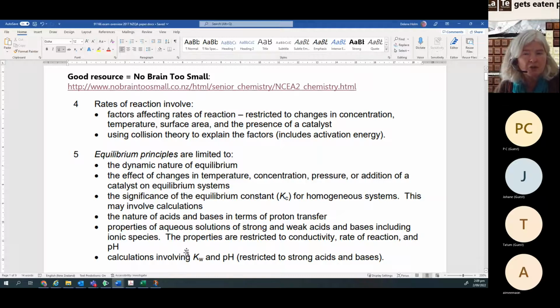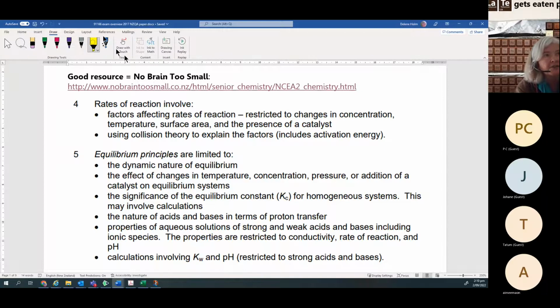So the equilibria tends to be like 1.5 of the questions. Just be very careful, and that's why I've got this up. Notice how we've got the same sort of thing coming up. If I just go over here, you've got concentration and rates and temperature and surface area and catalyst. Okay, you've got the same sort of thing here, the temperature, the concentration, and the addition of a catalyst. Those are the same things that come up. So make sure you don't get muddled between them.